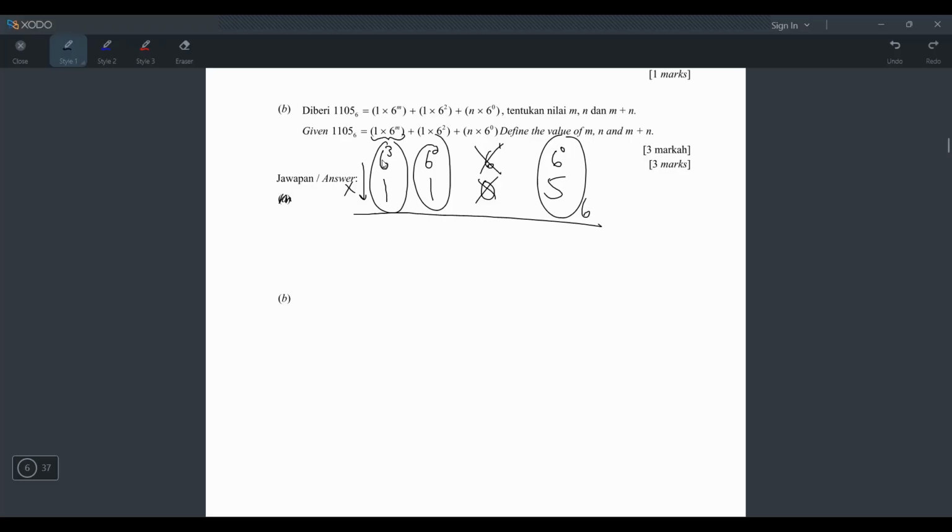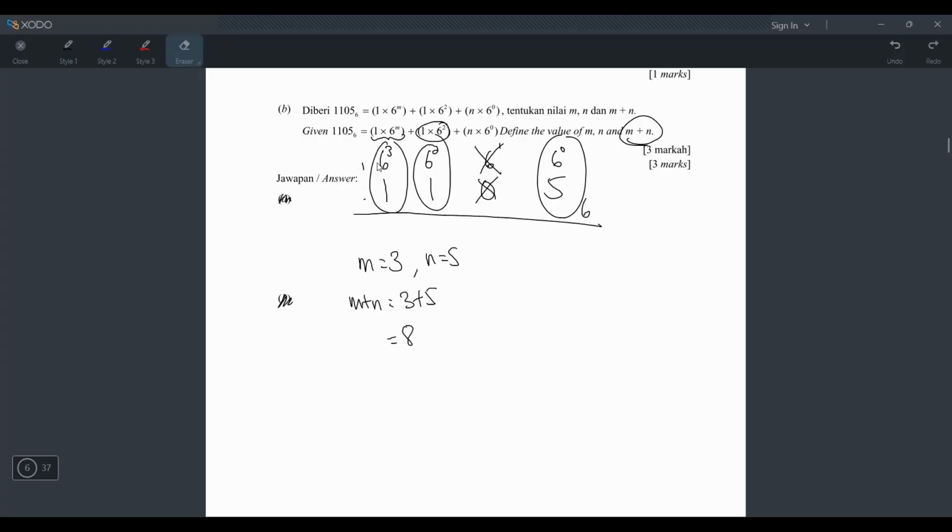So if you look at this, it's 6 power 3 times 1. So it's the same as 1 times 6 power m, and m is 3. So I know my m is 3 already, right? And then 6 power 2 times 1 is obviously the same with this. And then 5 times 6 power 0, so the n here must be 5. But they want to find m plus n, right? So m plus n equals 3 plus 5, which is 8.